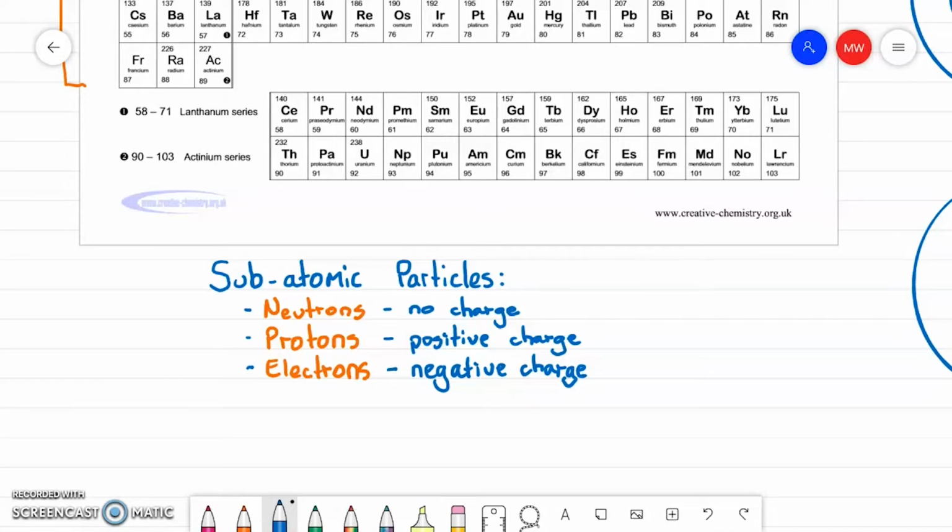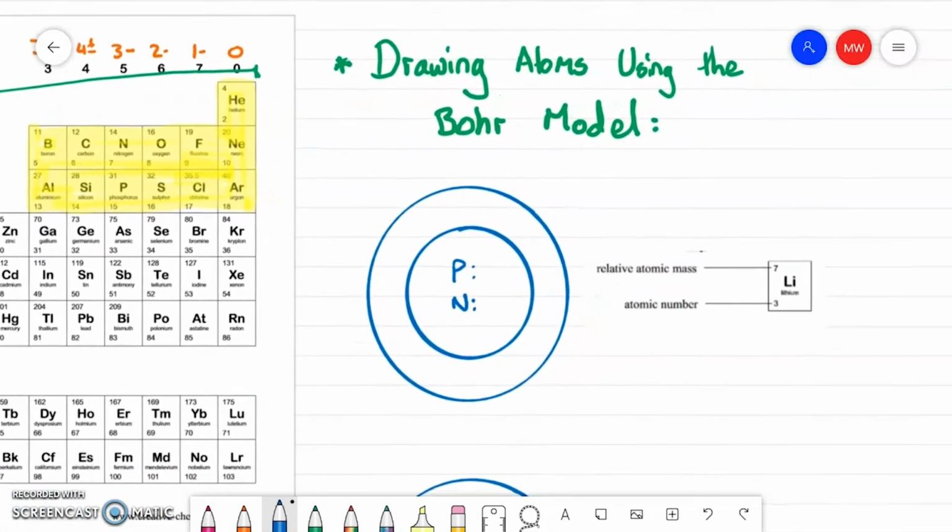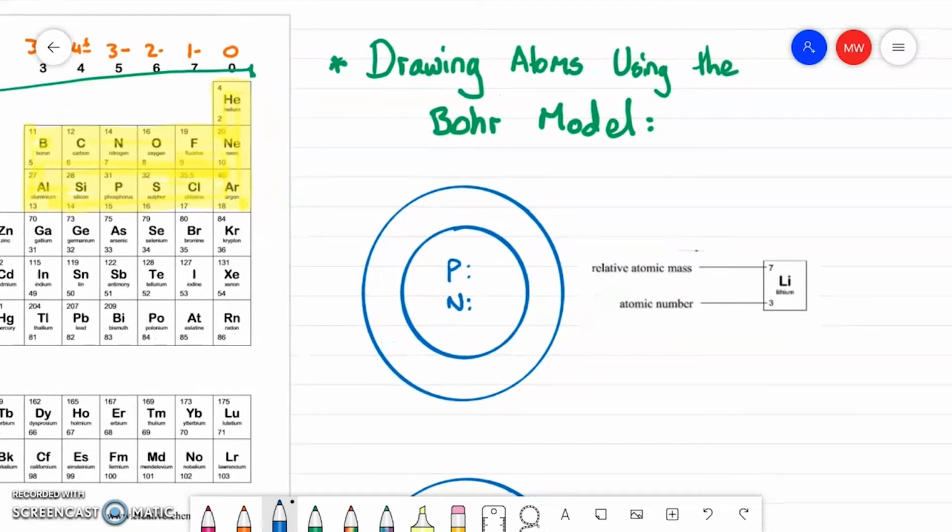We'll begin with atoms so that we can learn how to draw them, and we usually draw them using something called the Bohr model, and that's what's in the blue just here. And so we'll get some hints as to how to draw it. We'll start with lithium because in the first video we used that from the key to have a look at the information about each of the elements.